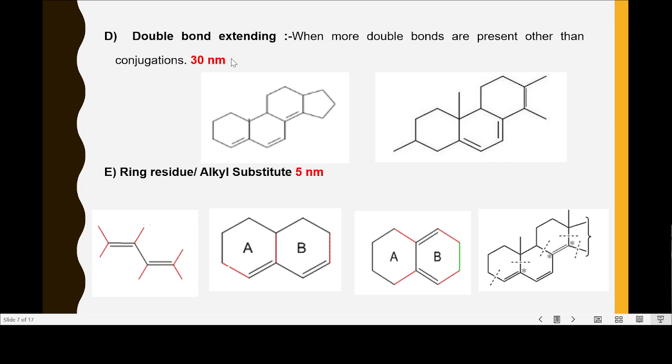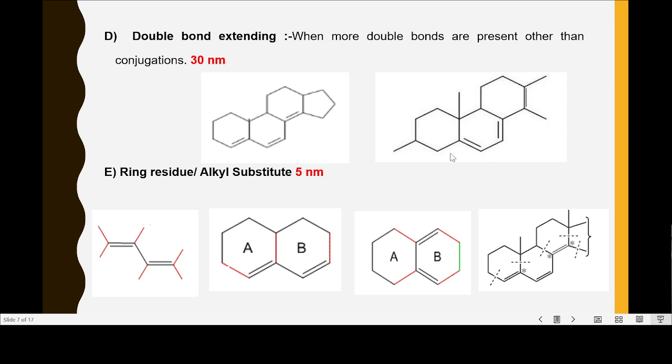The fourth rule is double bond extending conjugation. Apart from the 1,3 butadiene structure, that is two double bonds, if any number of double bonds is extended, then for each double bond added, we need to add 30 nanometer. Look at this example. The parent value here is heteroannular. Starting from here, the 1,3 butadiene starts. Here one double bond is extended, so we need to add 30 nanometer to the base value.